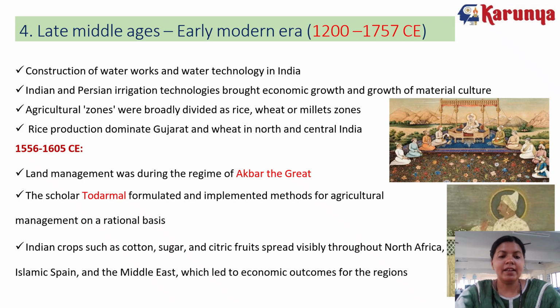millet growing zones. And during the rule of Akbar, agriculture was properly organized, and his minister Todar Mal introduced a scientific land revenue system for land management, where land was measured, productivity was estimated, and tax was fixed for the people based on the production. This helped farmers and the government to maintain proper records, and Indian crops like cotton, sugarcane, and citrus fruit spread to other regions like the Middle East, North Africa, and Spain. This shows that Indian agriculture influenced the world economy.